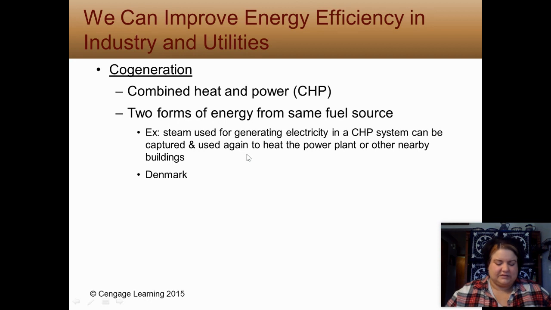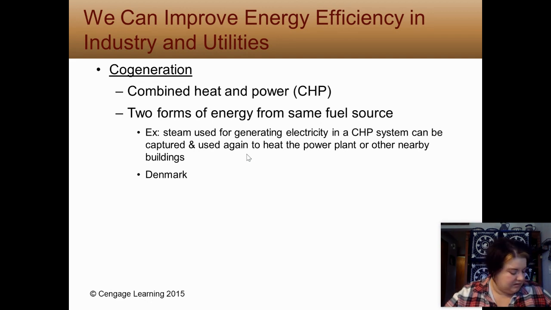Denmark does really well at this. In the US, 8% of its energy is fueled like this. Denmark is much higher. But it's a way to take kind of the non-renewable resources and use the energy more efficiently. So that should have answered number 4.